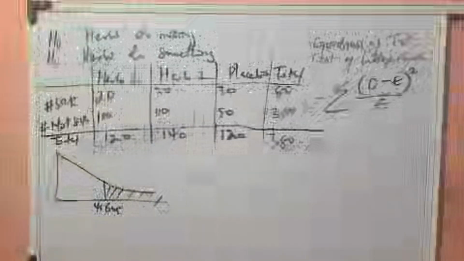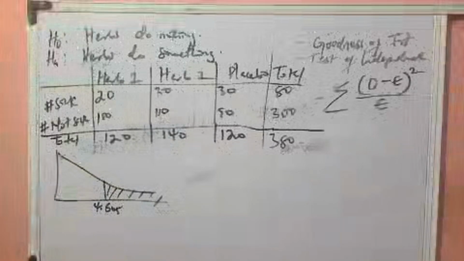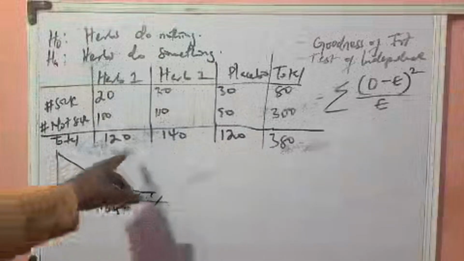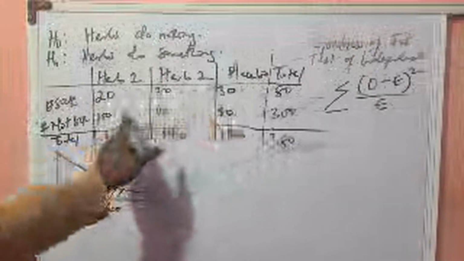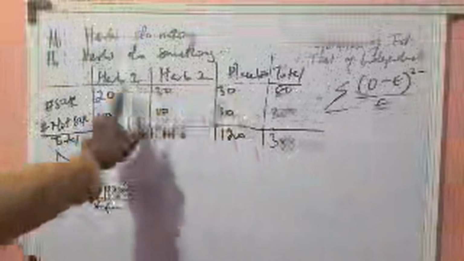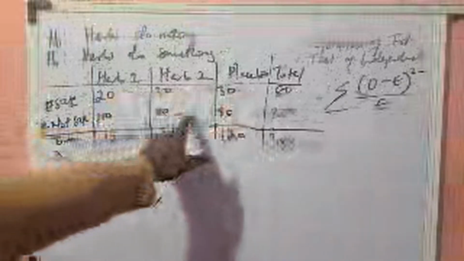Each of the expected values, don't forget, these are the entries we had. All these are just the totals. This is the main entry: 20, 30, 30, 100, 110, 90. These are the observed values. You have 6 of them. All right, you can see them. 1, 2, 3, 4, 5, 6.